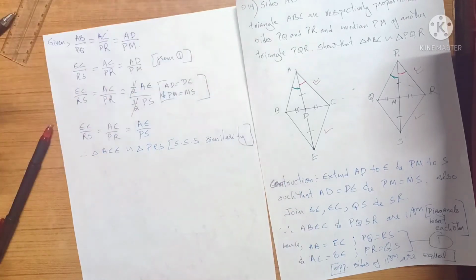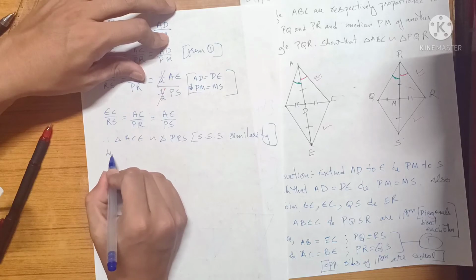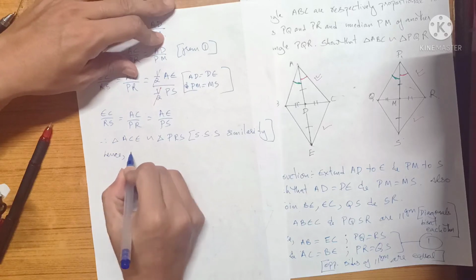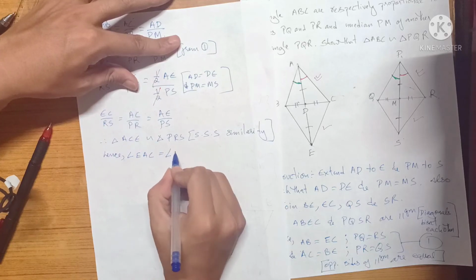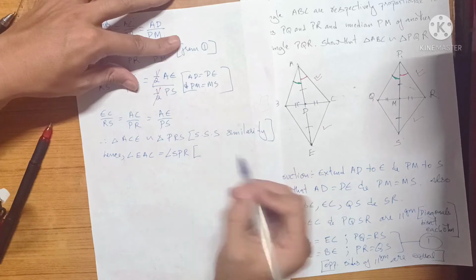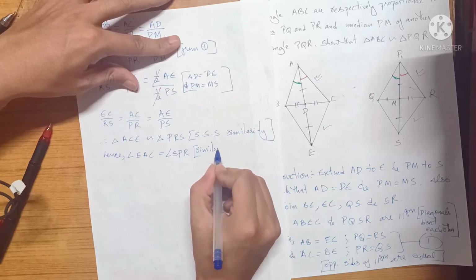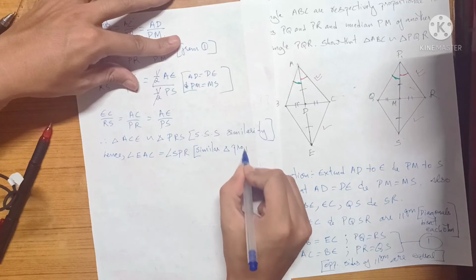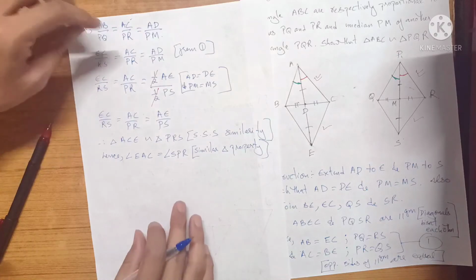Now, if these two are similar, what can we conclude? Hence, angle EAC is equal to angle SPR, by the similar triangles property. Since these two are similar, all the angles will be the same.